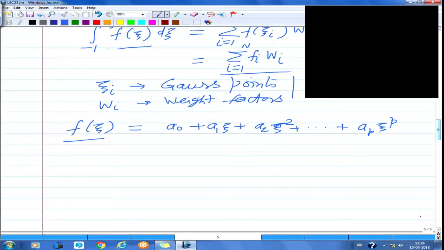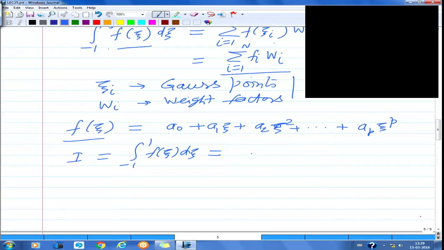And now if it is a polynomial, of course we can also do this integration exactly. So if I want to evaluate the integral I, which is the integration from minus 1 to plus 1 of f xi d xi, and I approximate f xi by this, this would be an approximation. If it is a polynomial with the highest power of xi as p, then it would be an exact evaluation of the integral. Otherwise it would be an approximate evaluation. So I can say that this I is the integral from minus 1 to plus 1 of f xi d xi. Since it is a polynomial, I can integrate it exactly.